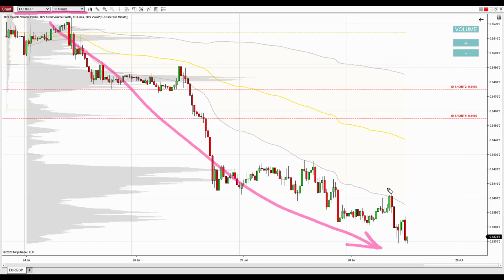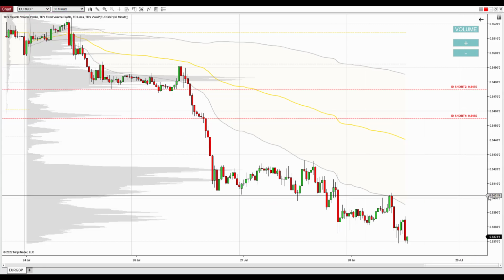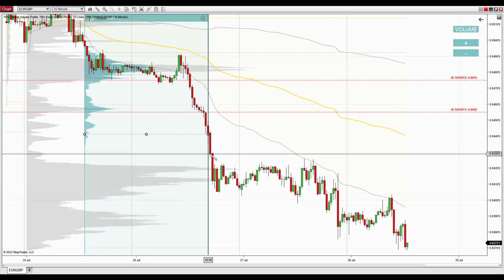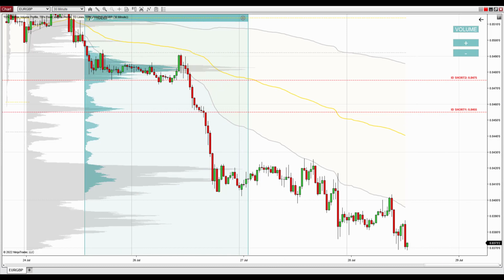When there's a strong downtrend, what I look for is significant volume zones. And in this case, there are two significant volume zones that I really like. Let me show you on the flexible profile like this.